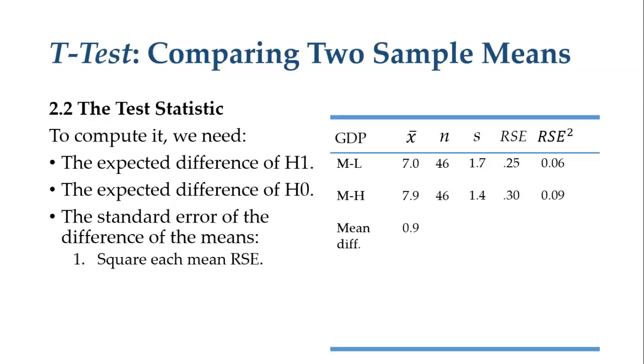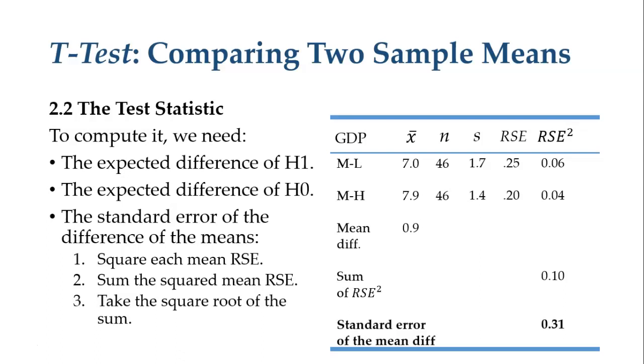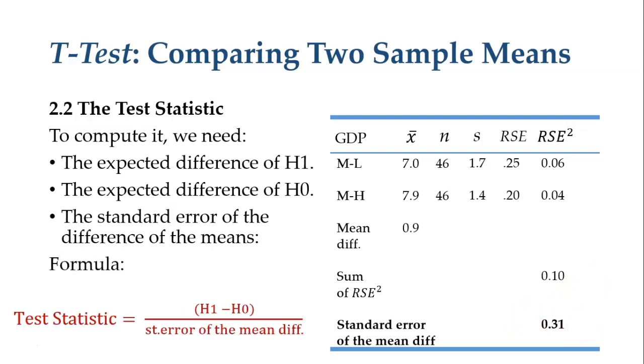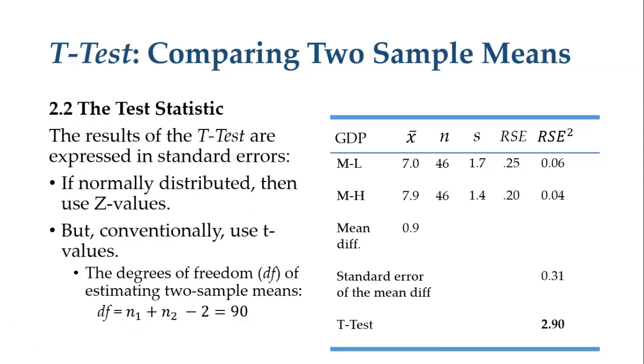Well, you first square each mean of the random sampling error. Later, you sum the squared random sampling errors, and later you take the square root of them. And our standard error is going to be 0.31. Okay. And later we plug those numbers here, and we're going to find the test statistic.